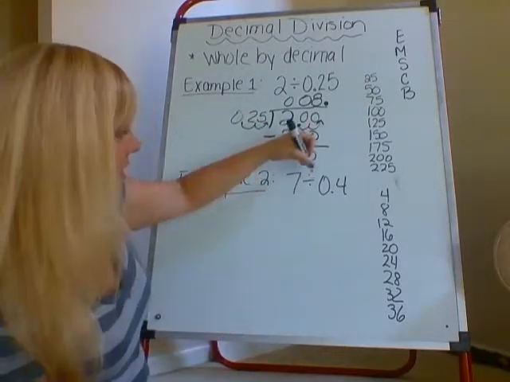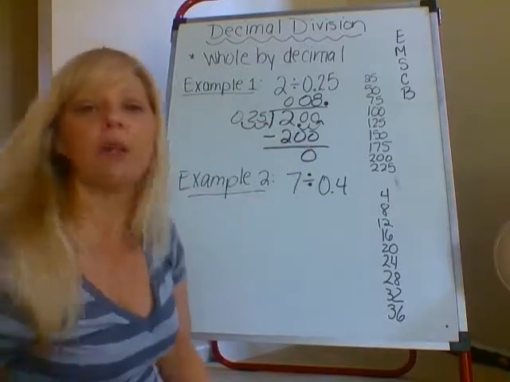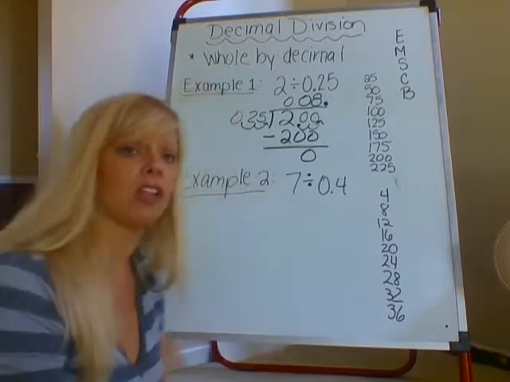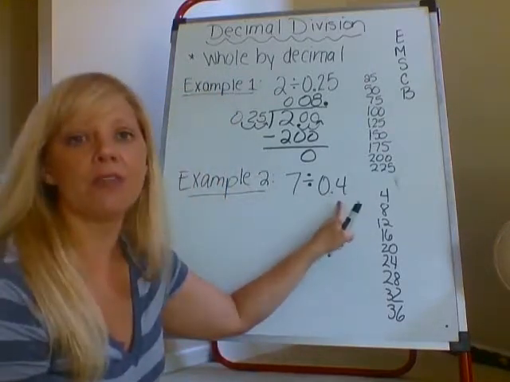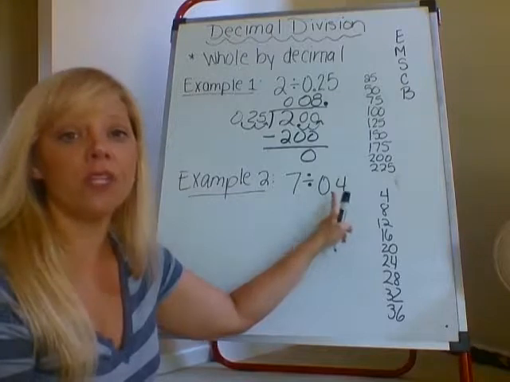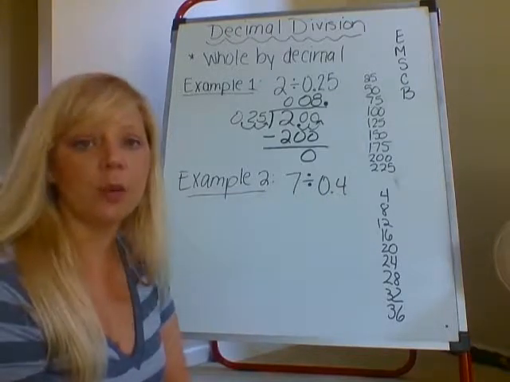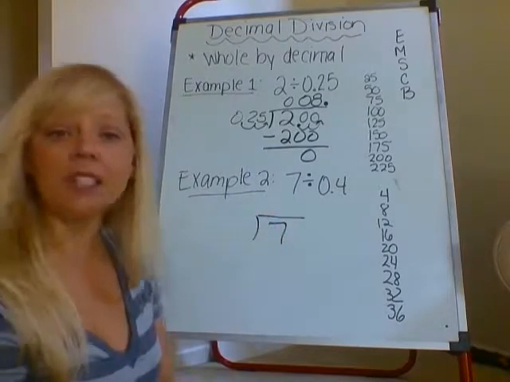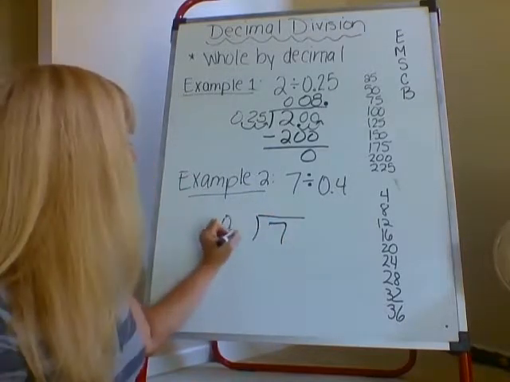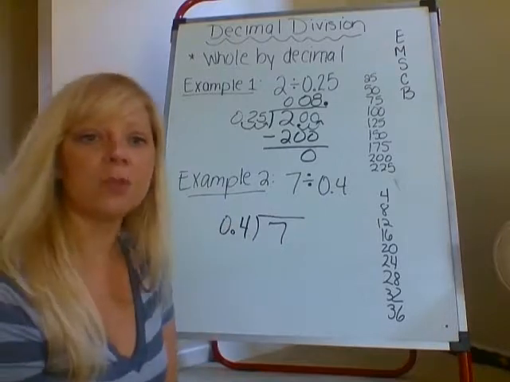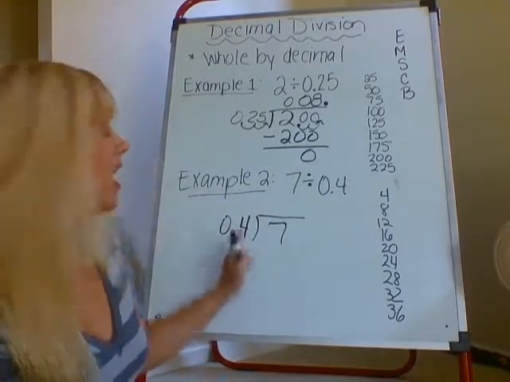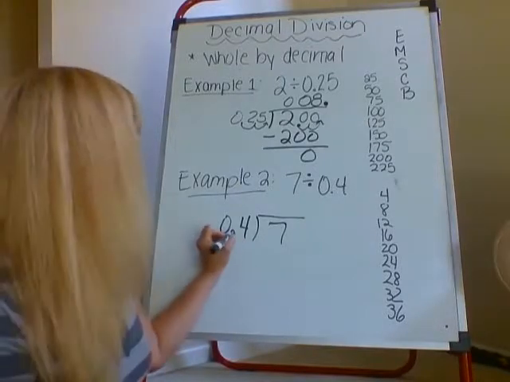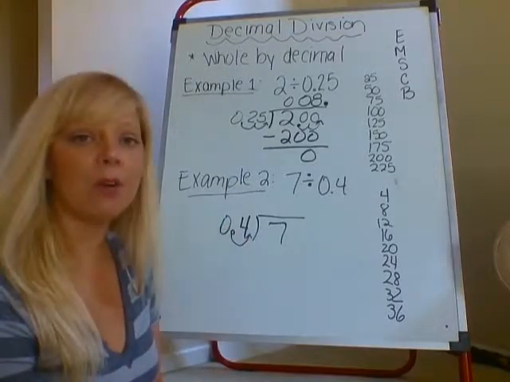All right. Okay, so now let's talk about 7 divided by 4/10. Again, if I've got $7 and I want to group them into 4 dimes, or 4/10, I need to figure out how many groups there are going to be. So 7 goes on the inside, that's my dividend. My divisor goes on the outside, so there's my 4/10. And again, I'm going to change this to a whole number, so I'm counting by whole numbers. So I'm going to move my decimal over 1 time, 1 power of 10.